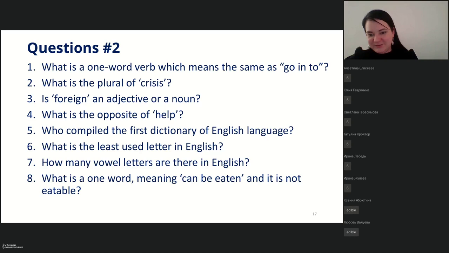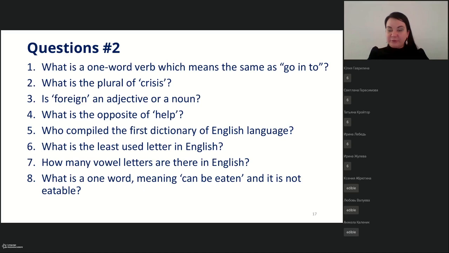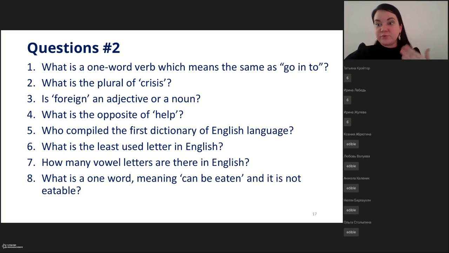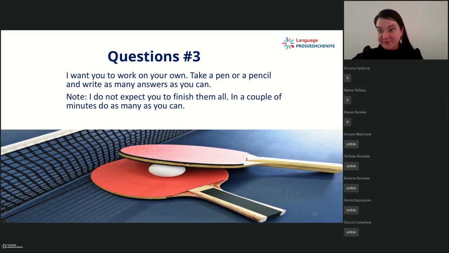Fantastic. So, if we compare the first set of questions and the second set of questions, the difference is that here we had an opportunity of some pre-reading. Let's move on to the third set of questions. So here, of course, we have only working on our own option.